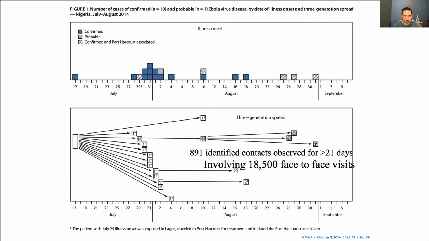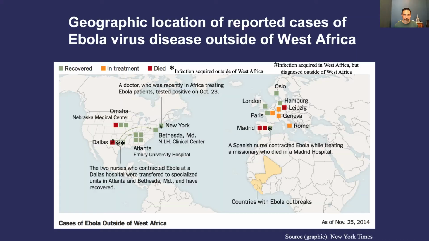The contact tracers in Nigeria identified 891 contacts, and observed them for the full 21 days. And that included 18,500 face-to-face visits. So a really, really hard work. And just to give you a sense, and we're seeing this also with the SARS-CoV-2 pandemic, the labor-intensive work that goes along with contact tracing. But when the cases are small and the spread is not too wide in the community, it's really possible to stop these outbreaks. As you can get a sense, it could have gone much differently in Nigeria had the case not been detected.